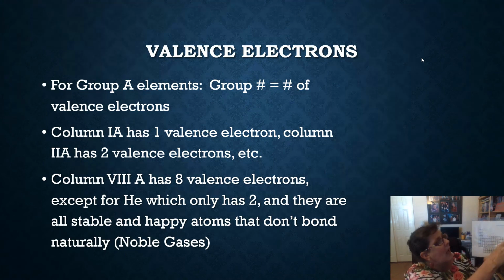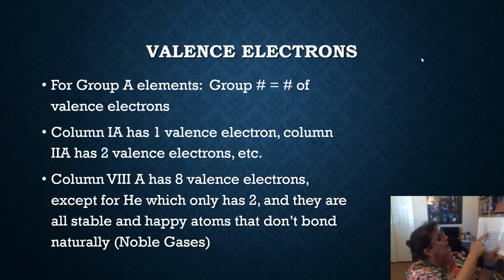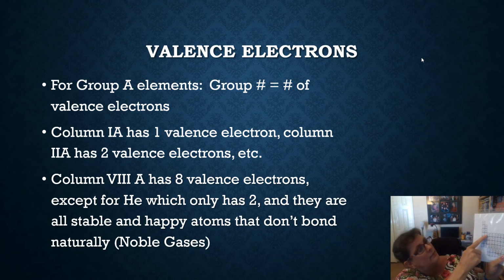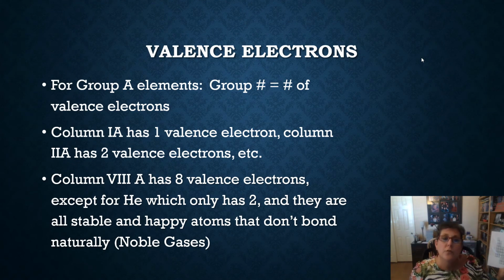P has how many valence electrons? Well, go to the top of the column and you should have written a 5 up there. So 5 valence electrons. Calcium, Ca, how many valence electrons? Go to the top of the column. It's the second column, so 2 valence electrons.